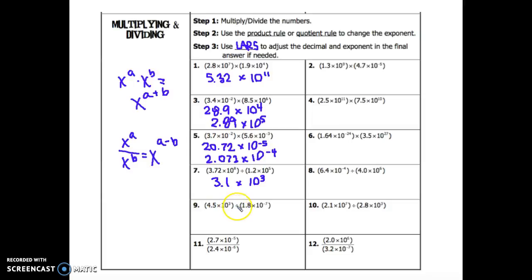Number 9, again, dividing. When we divide, things don't have to match. We just go ahead and divide our numbers. 4.5 divided by 1.8 is 2.5. We double check here and take it times 10 to the, and now here's where we use our quotient rule. Subtract 3 minus -7. So 3 minus -7 is, remember, we're doing our keep, change rule, and we end up with a 10 power. Double check to make sure this is in scientific notation. Sure enough, it is. We only have one number to the left, so nothing needs to be changed.